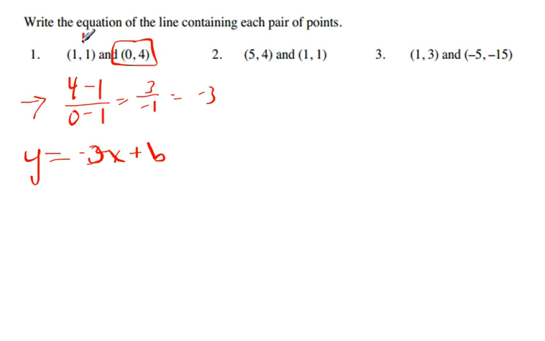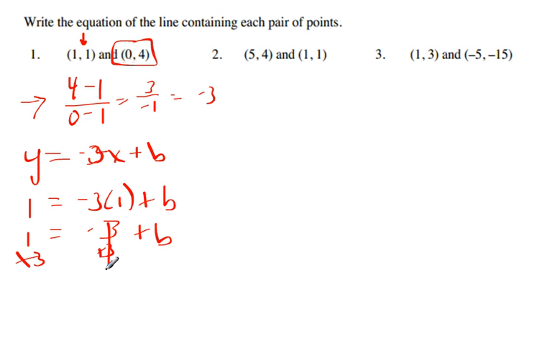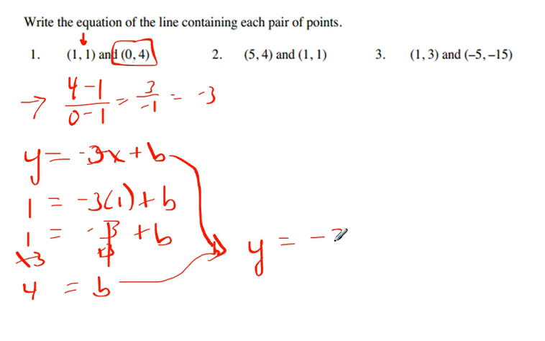Right here, 0, 4 is the y-intercept, so I know 4 is going to be my intercept. But just for fun, because this is so fun, I'm going to plug in 1 and 1. I'll plug 1 in for y, 1 in for x, and solve for b. And add 3 to both sides. And just like we figured, our intercept is 4. So we take this equation with the unknown b and our found b and write our final answer, which is negative 3x plus 4.